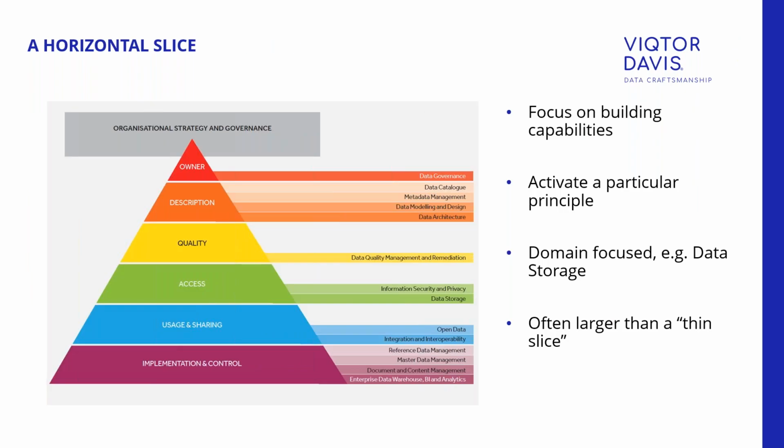Certainly, with your first initial thin slices, we recommend vertical slices are the way to go. At some point, you want to move on from taking these vertical slices and focus on building out these horizontal capabilities. But this should be a long way down your journey and after establishing business value. Ultimately, this equates to activating a particular principle in your data delta. There's no requirement to do this for multiple principles at once. There's no requirement to do it at all. But you might target a specific horizontal domain first, something like data storage or reference data management, and you might trigger an initiative to deliver that across your business.